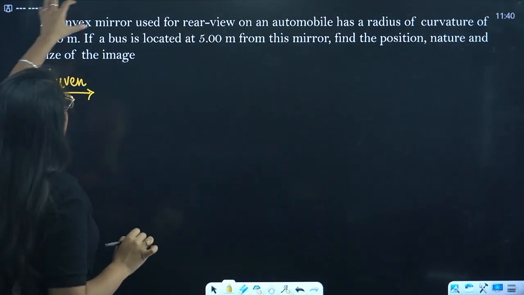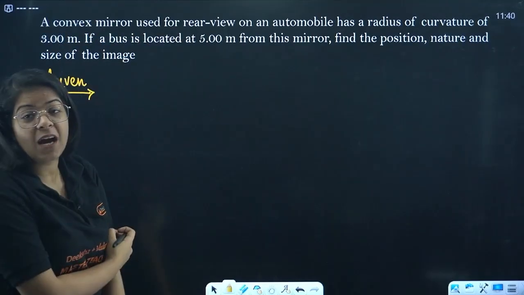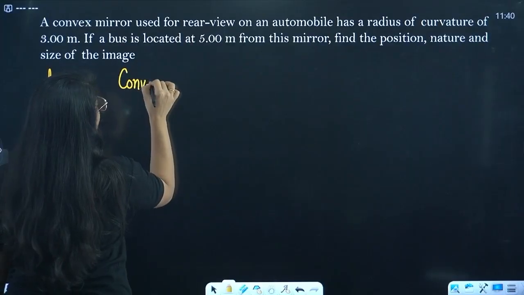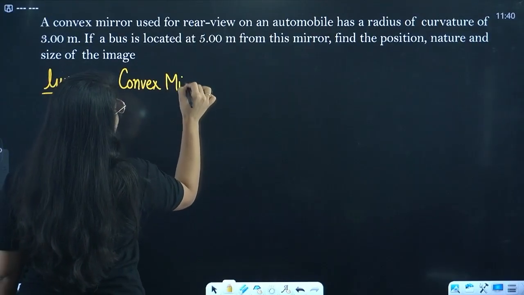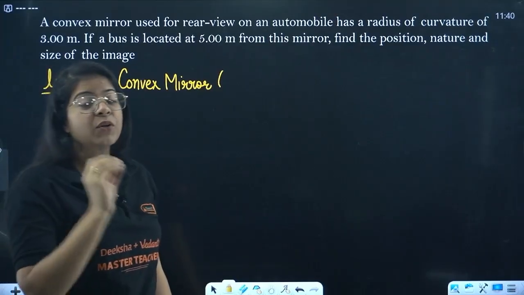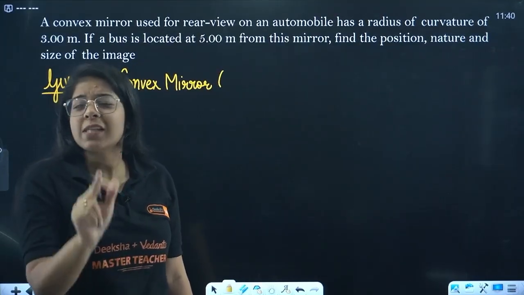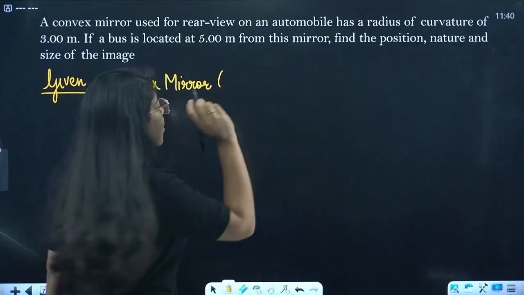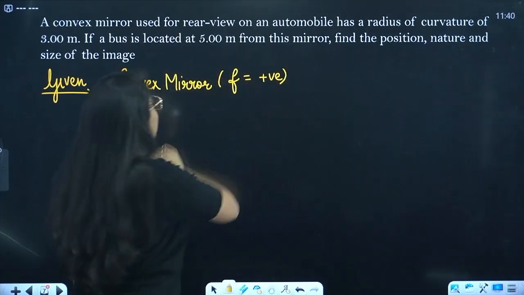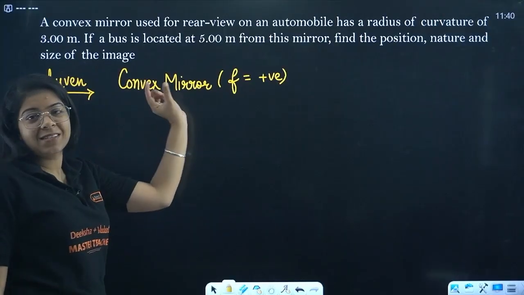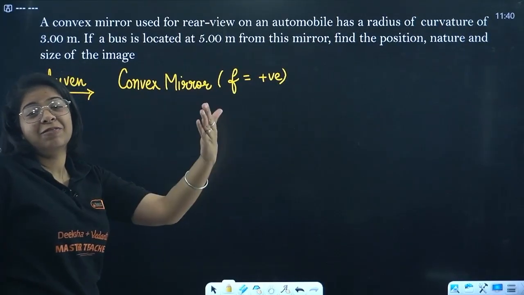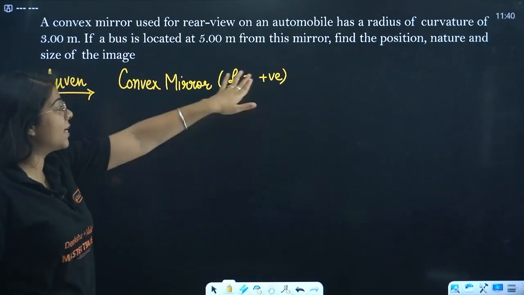Now, a convex mirror. As soon as you see a convex mirror is given, you just write it down, beta: a convex mirror is given. Now what is the focal length of that convex mirror? You don't know till now, but you know the sign of focal length we just studied, that is positive. So your focal length, beta, is positive for a convex mirror. How did we remember? The x turned upside down and turned a little here will look like a plus sign, and hence focal length is positive.